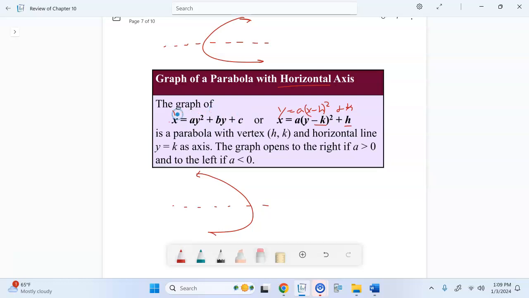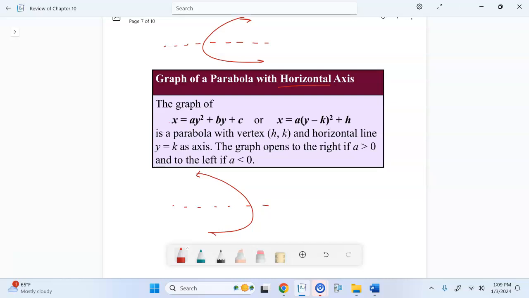Okay? So the equations are very similar. If you look on the whiteboard there, you'll see all the different forms with the vertical and then the horizontal axis of symmetries on all of those parabolas. They're very, very similar.